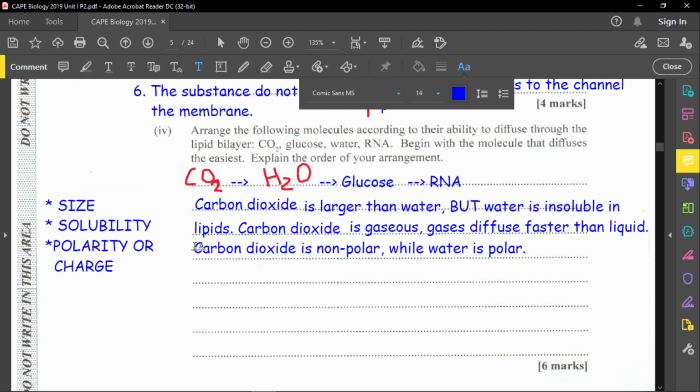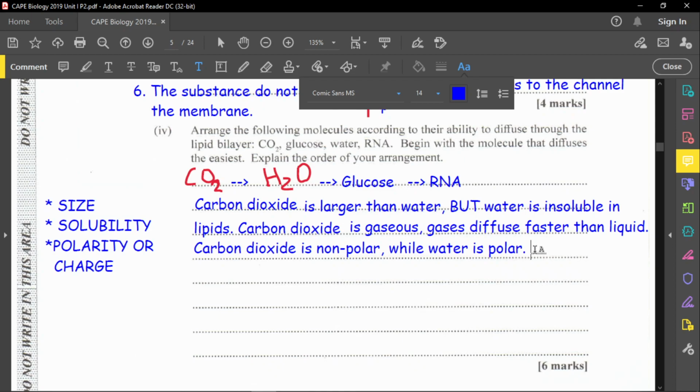Glucose is more complex compared to carbon dioxide, and it is larger. They can do the relative molar mass. I know that glucose is larger. So in terms of size, water is the smallest one, but water will diffuse after carbon dioxide simply because of the polarity and the solubility.